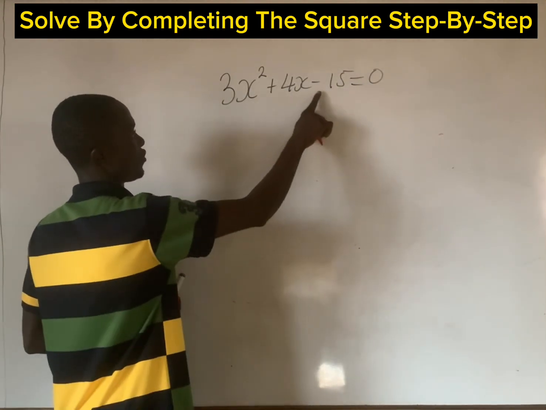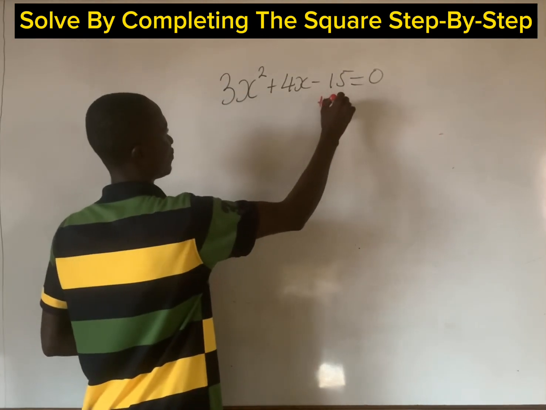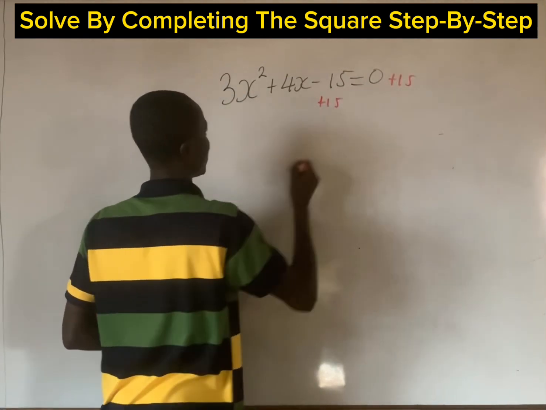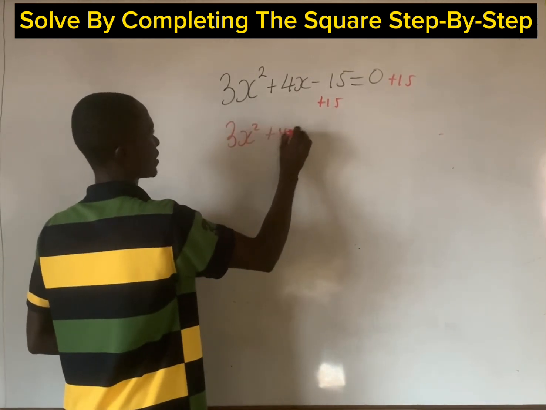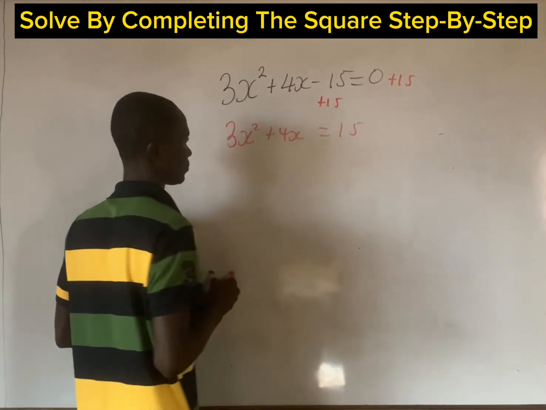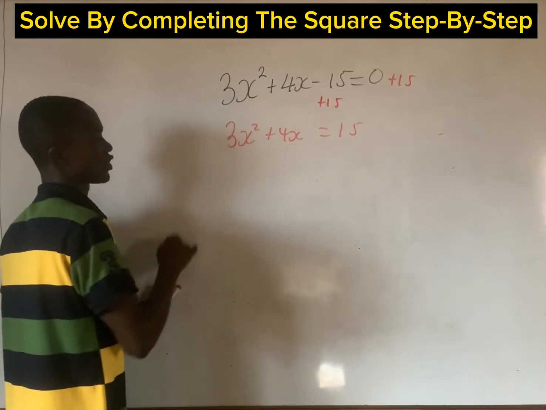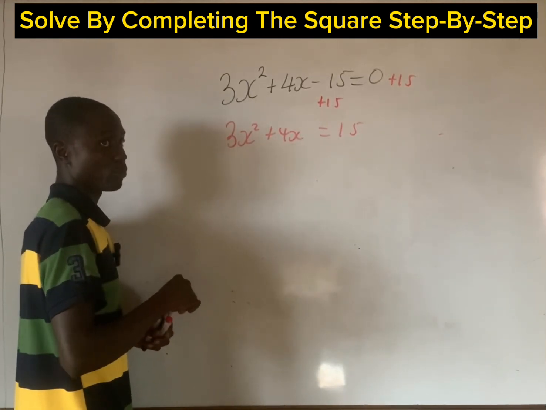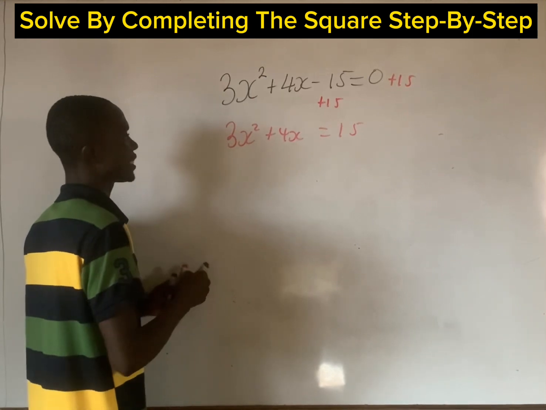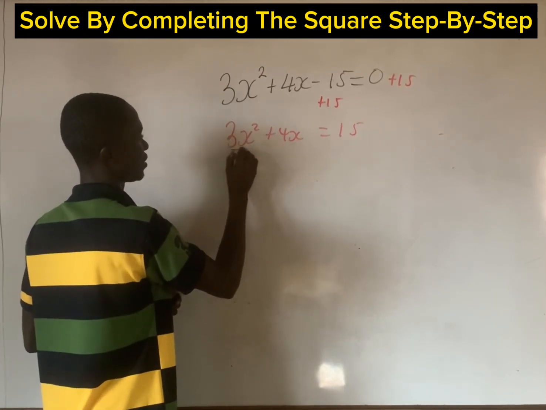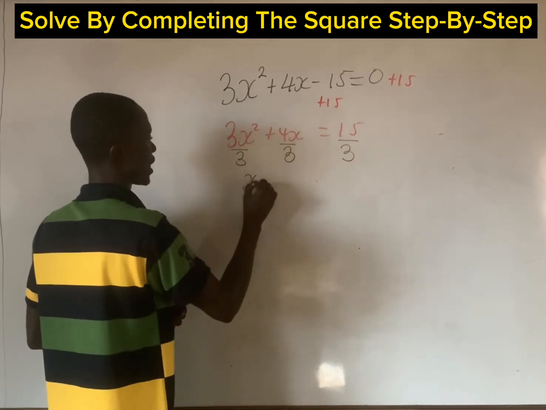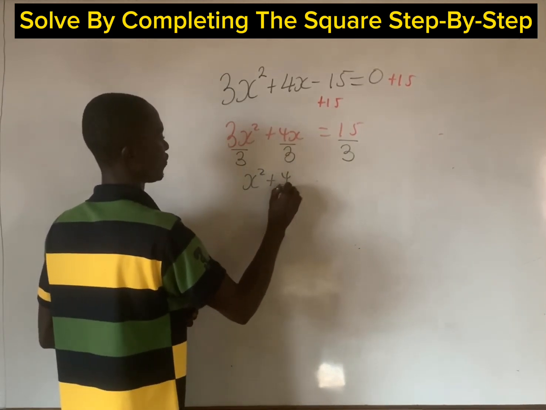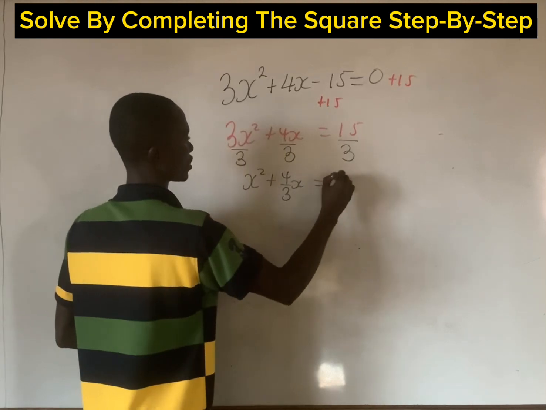Here, we have minus 15, so we add plus 15 here and add plus 15 here. This will give us 3x squared plus 4x equals positive 15. Now, the coefficient of x squared should be positive 1, that is positive unity. So we divide here by 3, here by 3, and here by 3. This gives x squared plus 4 on 3 x equals 5.